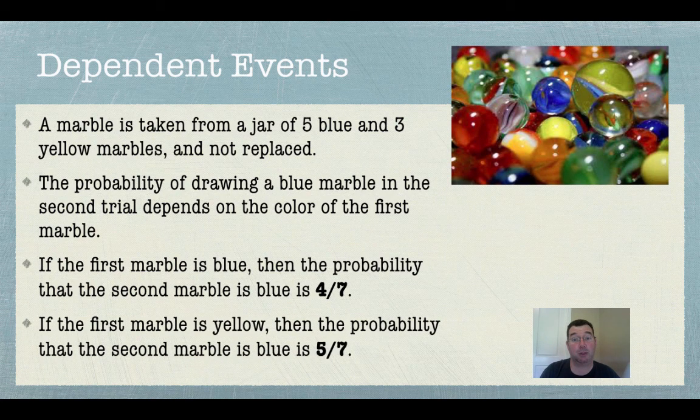Whereas if you didn't pull a blue marble on the first pull, then you'd still have 5 blue marbles in there and you'd again have a total of 7 marbles in there instead of 8, which you started out with. So the probability that your second marble is blue is going to be 5/7. So you can see just by a simple experiment that if you don't put the first marble back, then the probability of your second pull is going to depend on the color of marble that you pulled out the first time. So that's kind of an introduction to independent events versus dependent events.